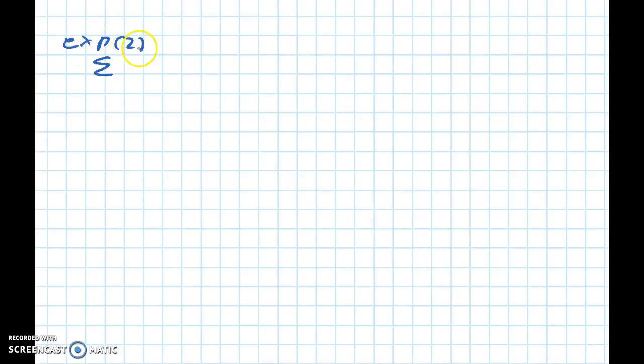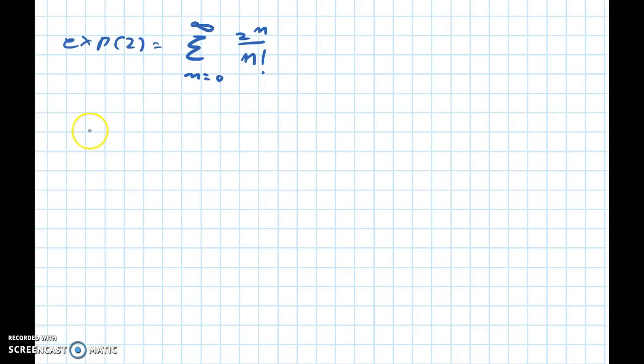The exponential of a complex number z is the sum from n equals 0 to infinity of z to the n divided by n factorial. So that's just the definition in case you had forgotten.